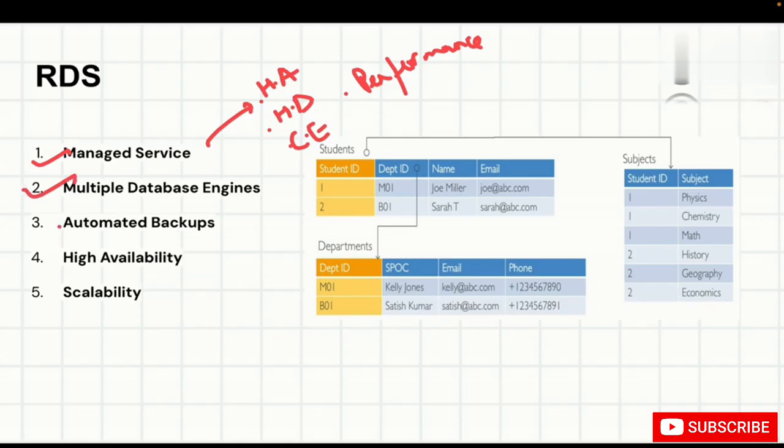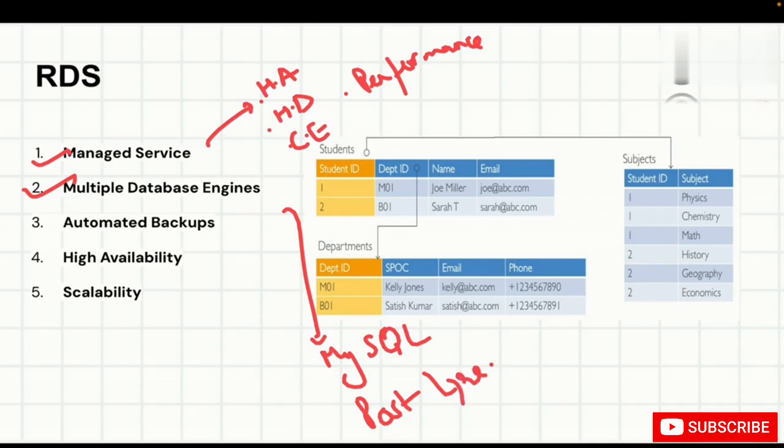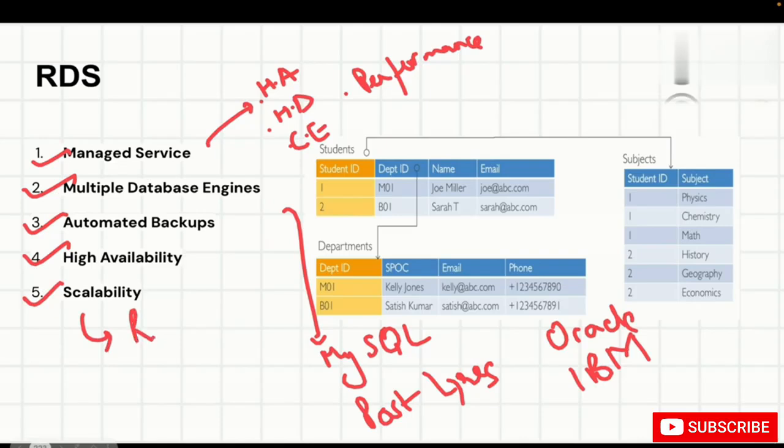Moreover, it supports multiple database engines like MySQL, Postgres. It has also started supporting other organizations' databases like Oracle, IBM, and several others. It has automated backups, and is highly available and scalable. We can scale the services by using read replicas, creating backups, and using high availability through the multi-AZ feature. These are the several features that we are aware of.